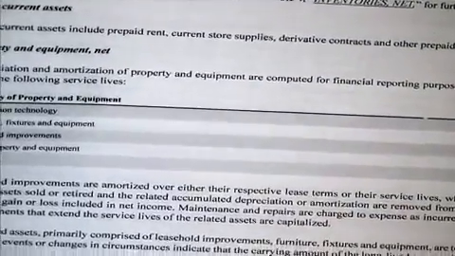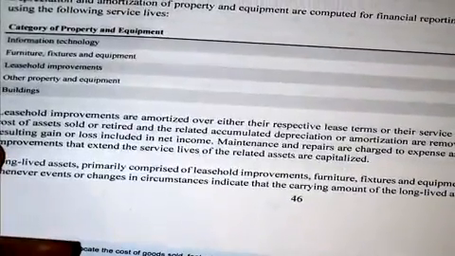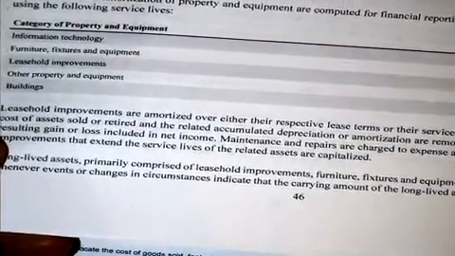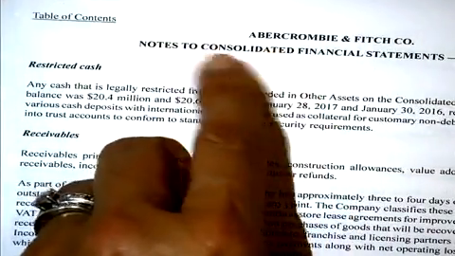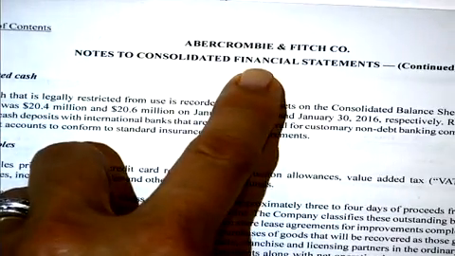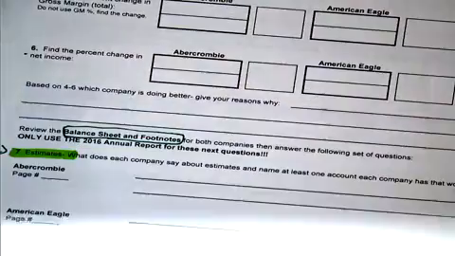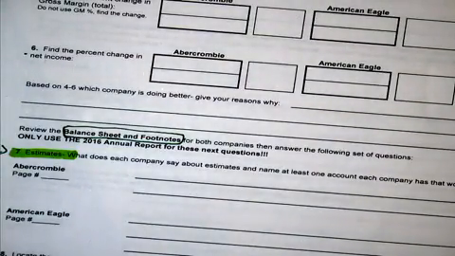One of the footnotes starts on page 46 for Abercrombie. So you can see that they're talking about footnotes. It says notes to consolidated financial statements. So I tell you exactly what to look for. You have to use that information.